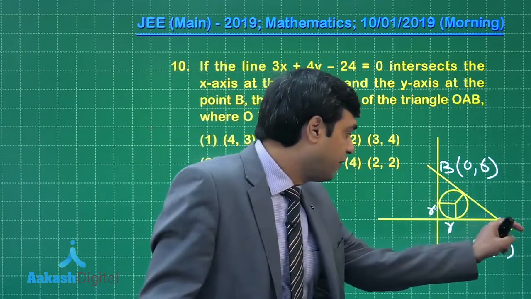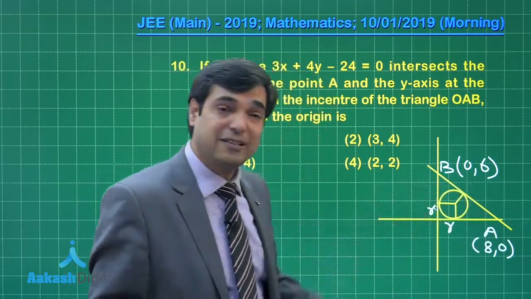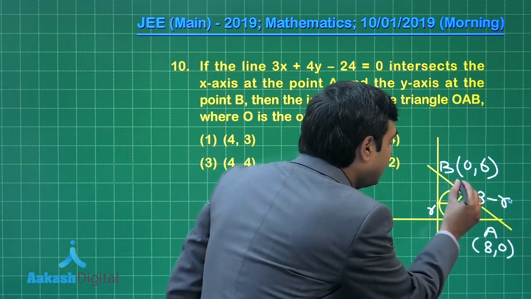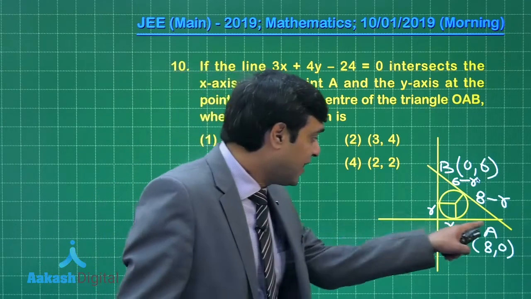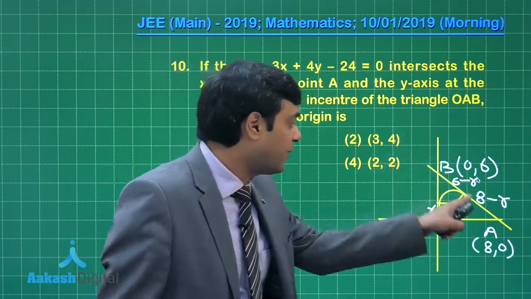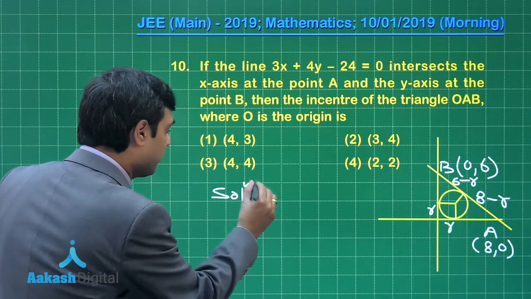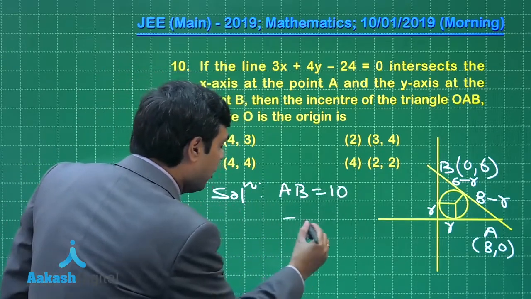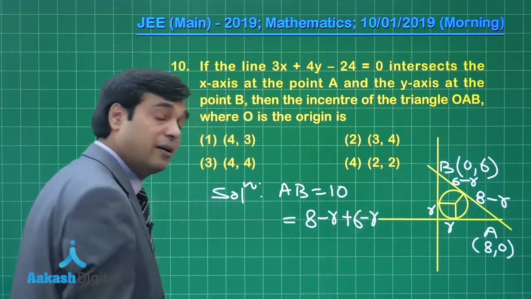Now what we are left with in this case, this is 8 minus r. Length of tangent, this is equal. So we can say this is 8 minus r and this is 6 minus r. This point is clear. This length is 8, this length is 6. So what is the length of AB? Yes, AB is 10. So write down AB is equal to 10. This is also equal to 8 minus r plus 6 minus r, right.